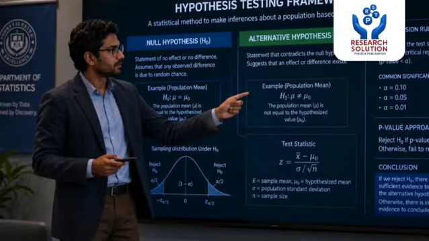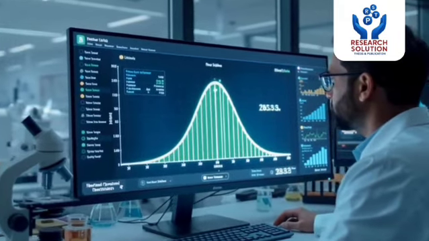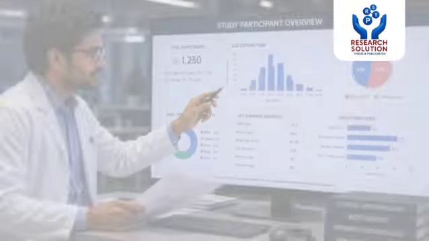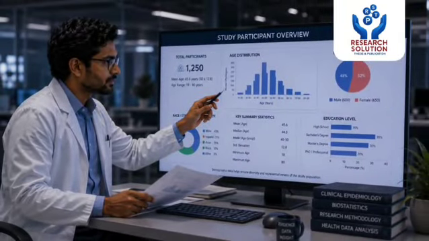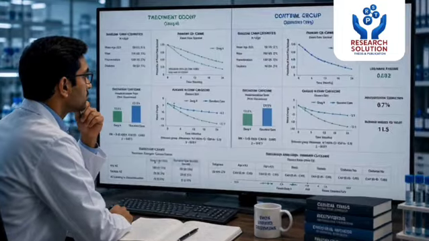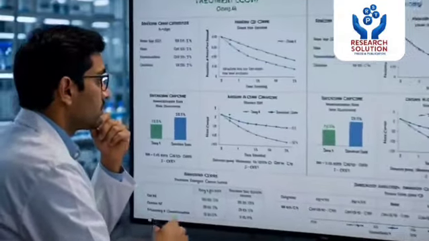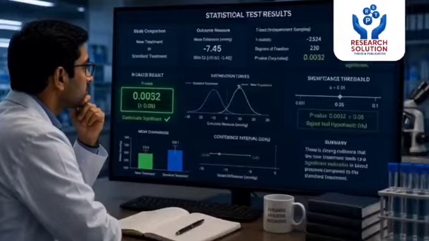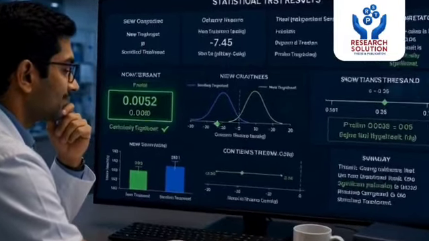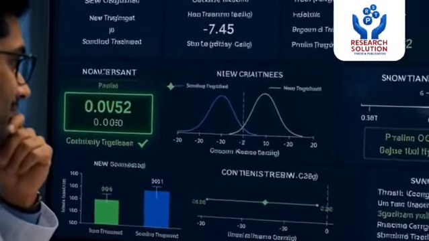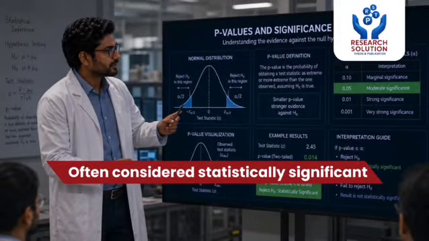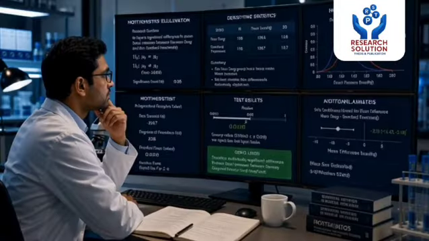Another important concept is hypothesis testing. Researchers often compare groups or treatments to determine whether observed differences are statistically significant. The p-value is commonly used to assess whether a result is likely to have occurred by chance, with a value below 0.05 often considered statistically significant.